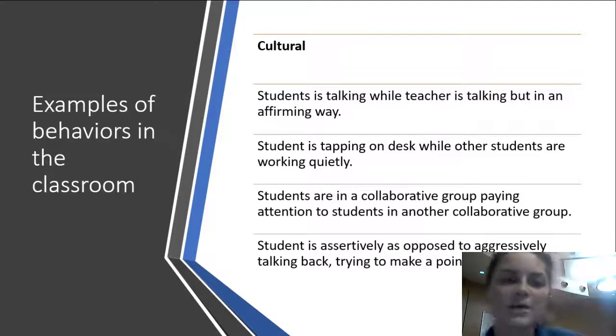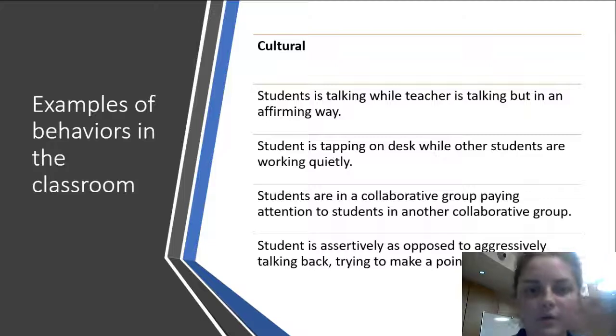So next, we're going to talk about the examples of behaviors in the classroom and how to distinguish what is cultural and what is non-cultural, otherwise known as inappropriate. So cultural behaviors, some examples might be student is talking while teacher is talking, but in an affirming way. So like what I was talking about earlier, when the student is just maybe thinking out loud, which is perfectly acceptable in their culture, but in the culture of a school, it's not what we typically see.